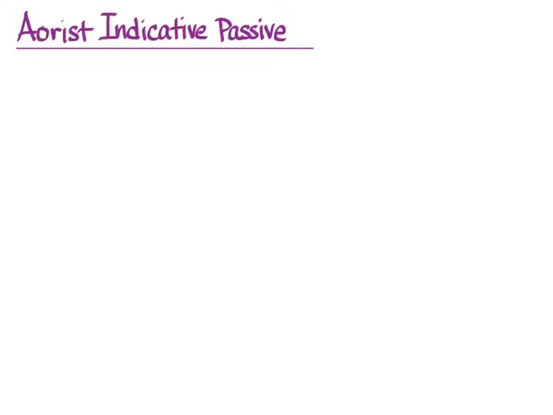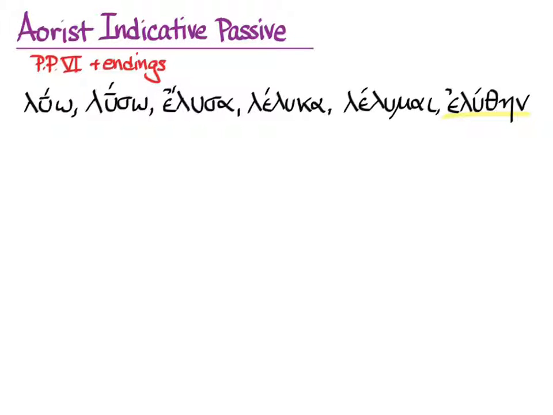Let's move on to the aorist indicative passive. As I hinted, we'll be using the sixth principal part, plus endings to make person and number. So let's take eluthane and make it a stem by taking off the ain. This time, though, we keep the augment because we are doing the past and we are doing the indicative with the aorist indicative passive.